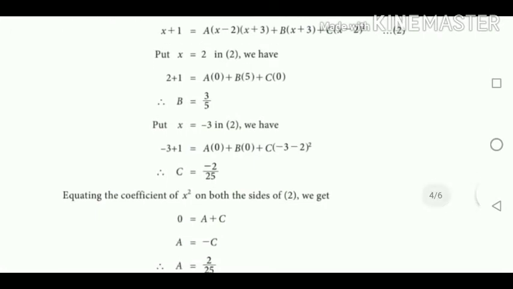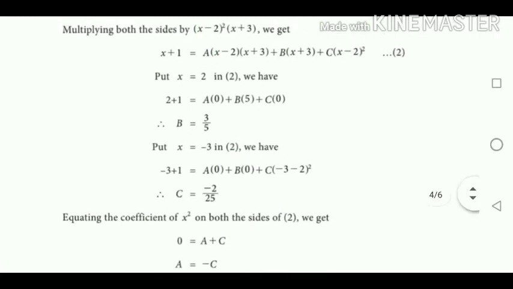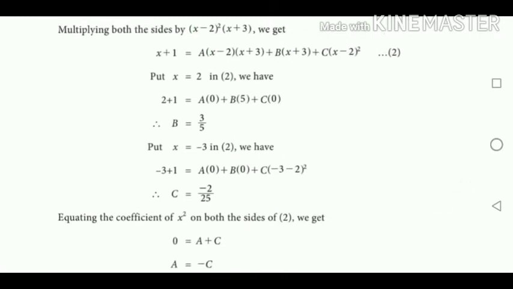Then put the value of x equal to minus 3, because b into (x plus 3) is there. The opposite of 3 is the negative term, minus 3. So we are getting minus 3 plus 1 equal to, that is the a term and b term become 0. The value of c equal to minus 2 by 25.